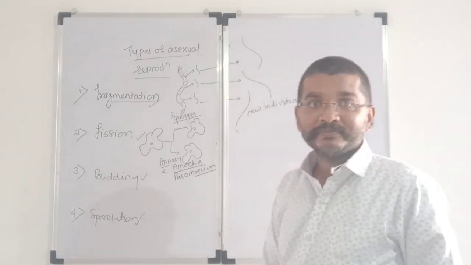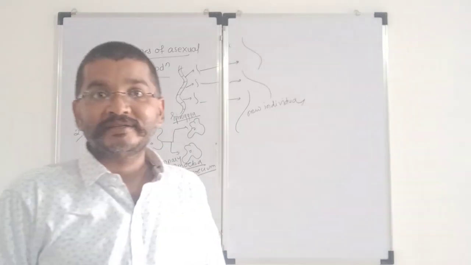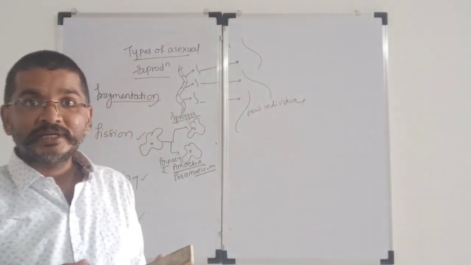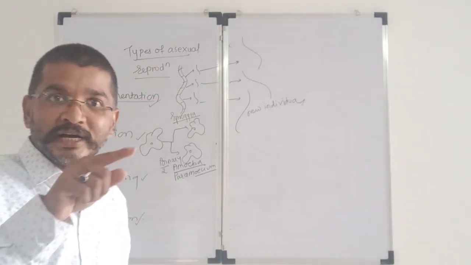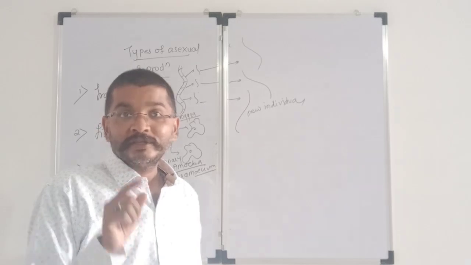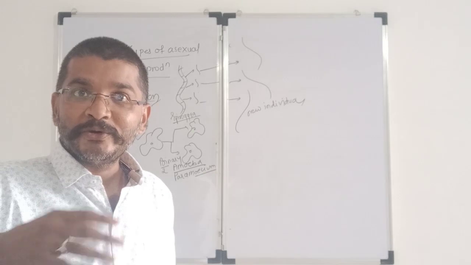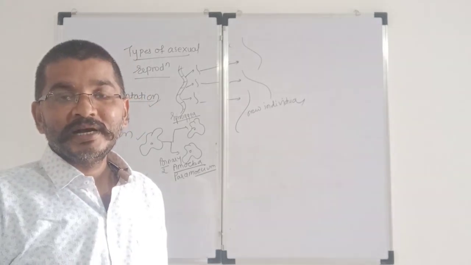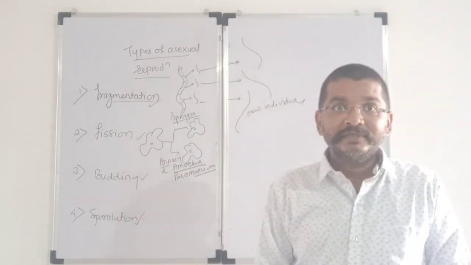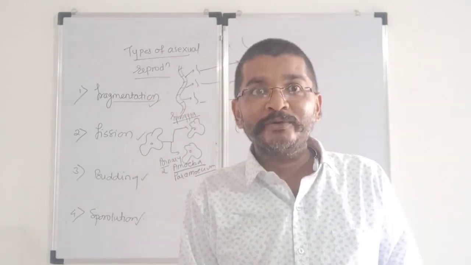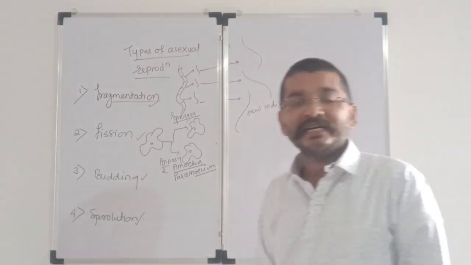Next one is budding. Budding humne bahut saare baar dekha hai. Budding in hydra. Toh hydra mein kya hota hai? Hydra is one aquatic living organism. Toh hydra mein kya hota hai? Bud. Bud yaani kya rehta hai? A small outgrowth or protuberance. A small outgrowth or protuberance has developed on the body of the parent organism, and it grows. After attaining some maturity, that is, the fully grown outgrowth will get detached from the parent body and start growing as one complete new individual.